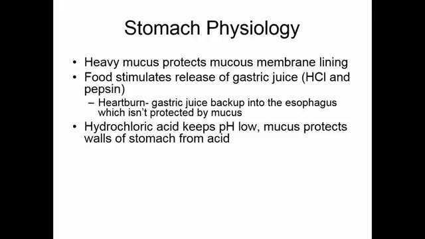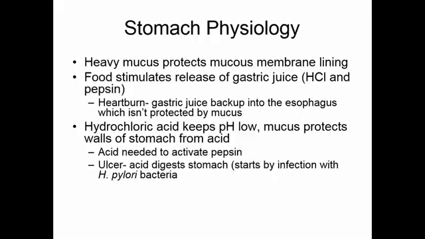The hydrochloric acid that's secreted by the stomach helps keep the pH low, and the mucus protects the walls of the stomach from the acid. We need an acid environment in the stomach because pepsin is only active at a very low pH. Stomach ulcers sometimes occur if the acid digests the stomach. This typically starts with an infection with a bacteria known as Helicobacter pylori.